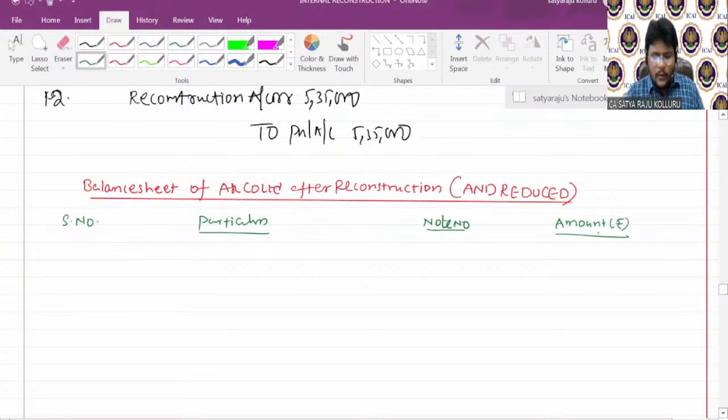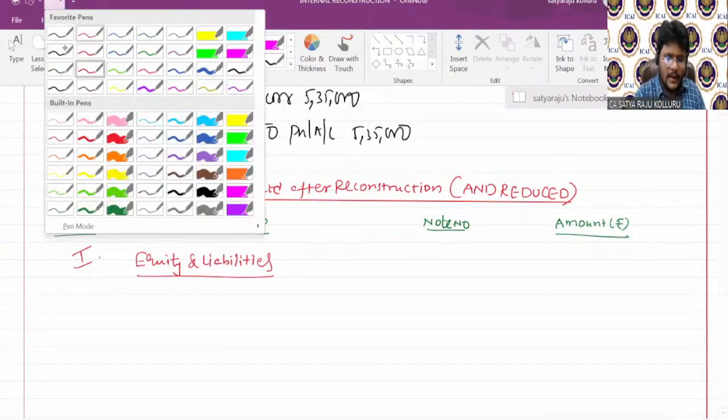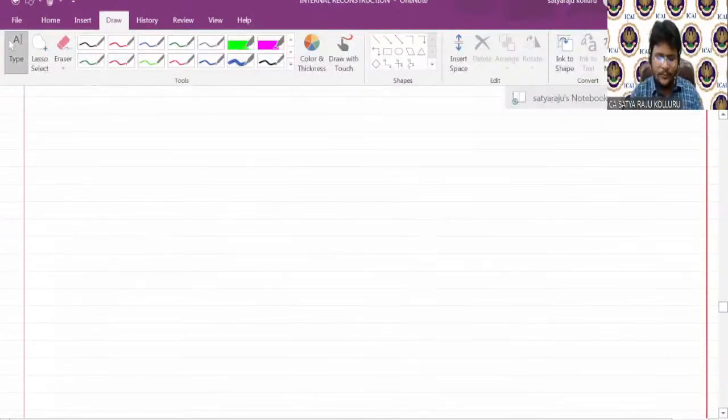Okay. Now let us start with equity and liabilities, guys. Number 1, equity and liabilities. So under equity and liabilities, A, there is shareholders' funds, then A is share capital. So we can go to note number 1. All of you come below to note number 1, share capital.